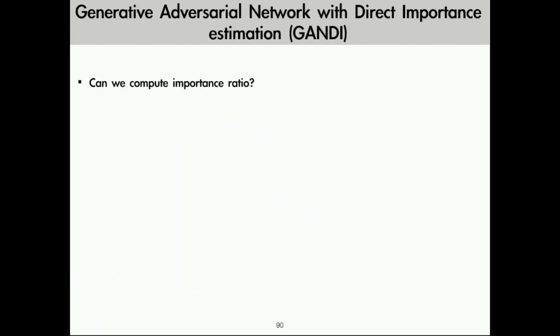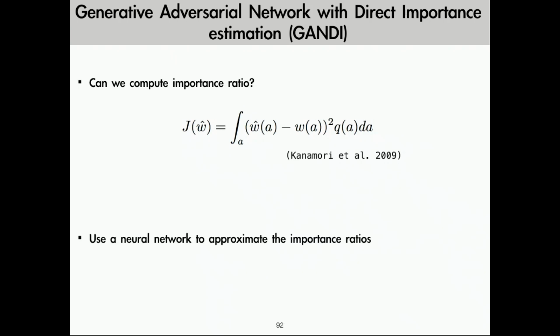Now the question, of course, is: can you compute this importance ratio? It turns out that there has been an extensive set of work in the machine learning literature on estimating this importance ratio using the few samples that you have. We take the particular approach devised back in 2009 by Kanamori, which minimizes the least squares error with respect to the target importance ratio. One change we make from their work is that we use a neural network to approximate this W hat, instead of the linear architecture that they use in order to guarantee some theoretical performance.